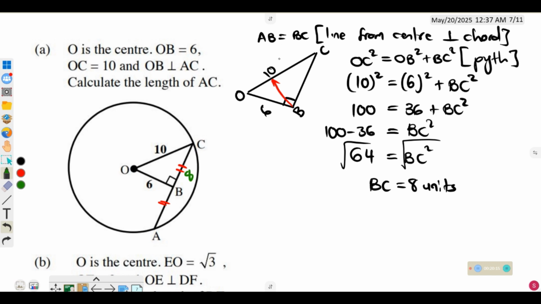But wait, we just said something about BC being equal to AB. So by default, you can see that the line AC is equal to AB plus BC, which means it's going to be 8 plus 8. And that's none other than 16 units. See how this theorem works?